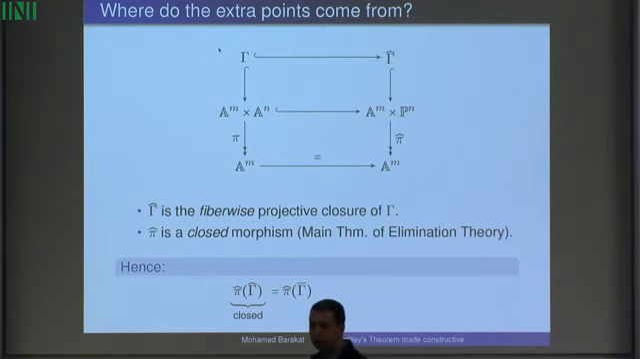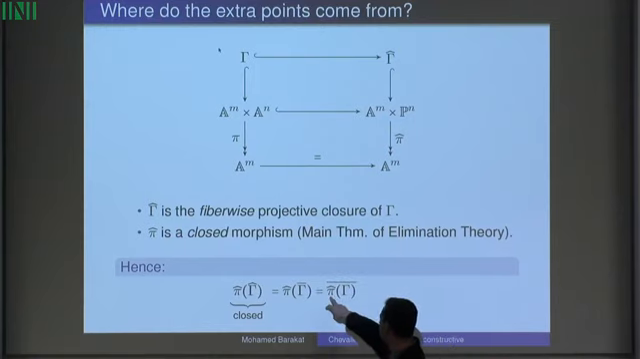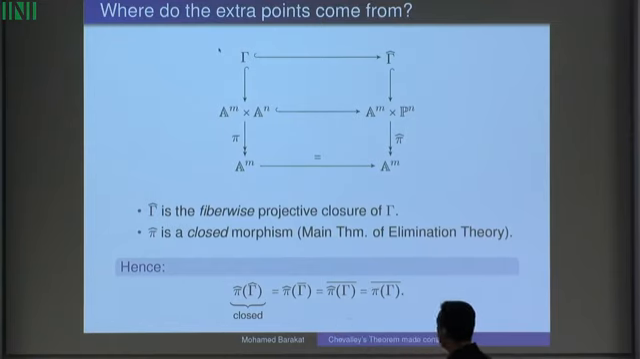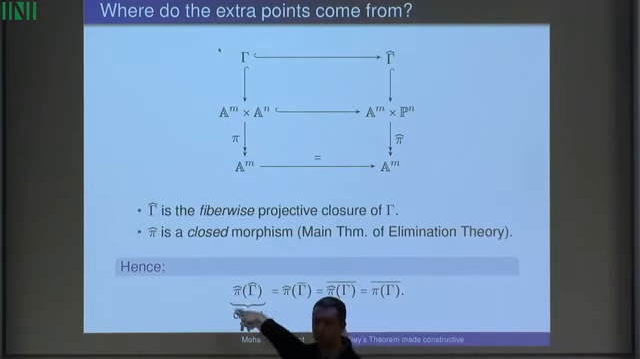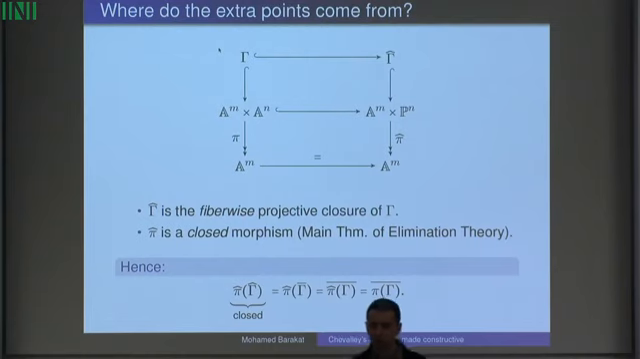Pi hat is a continuous morphism of affine varieties, so continuous with respect to the Zariski topology. So I can get out the closure. And now pi hat is as good as pi when it comes to gamma. So I can replace pi hat by pi, and now you see what happened. When I computed this, I was computing the image of this bigger set, the fiber-wise closure, under the extended projection, right?